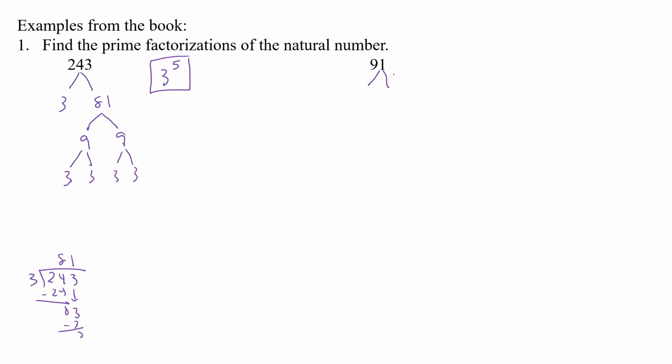91. Okay, 91. Well, 9 plus 1 is 10, and that's not divisible by 3. It's odd, so it's not divisible by 2. It doesn't end in a 0 or a 5, so it's not divisible by 5. So we know it's not a 2, not a 3, not going to be a 4, not going to be a 5.